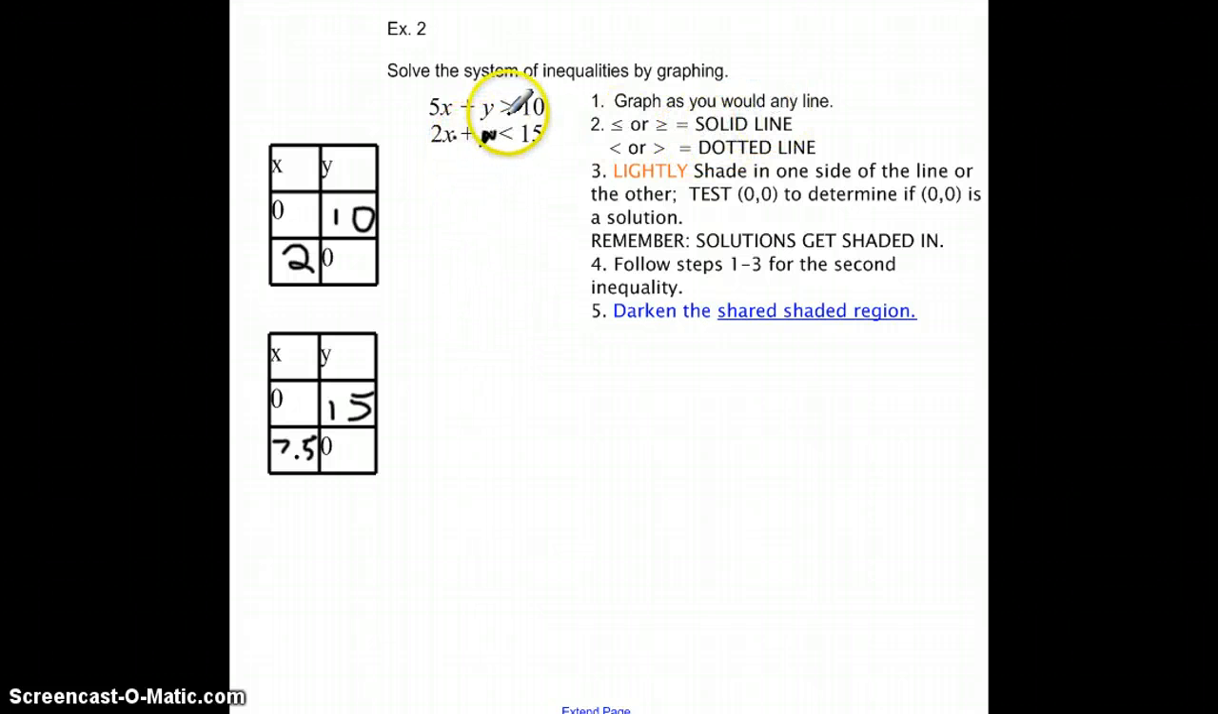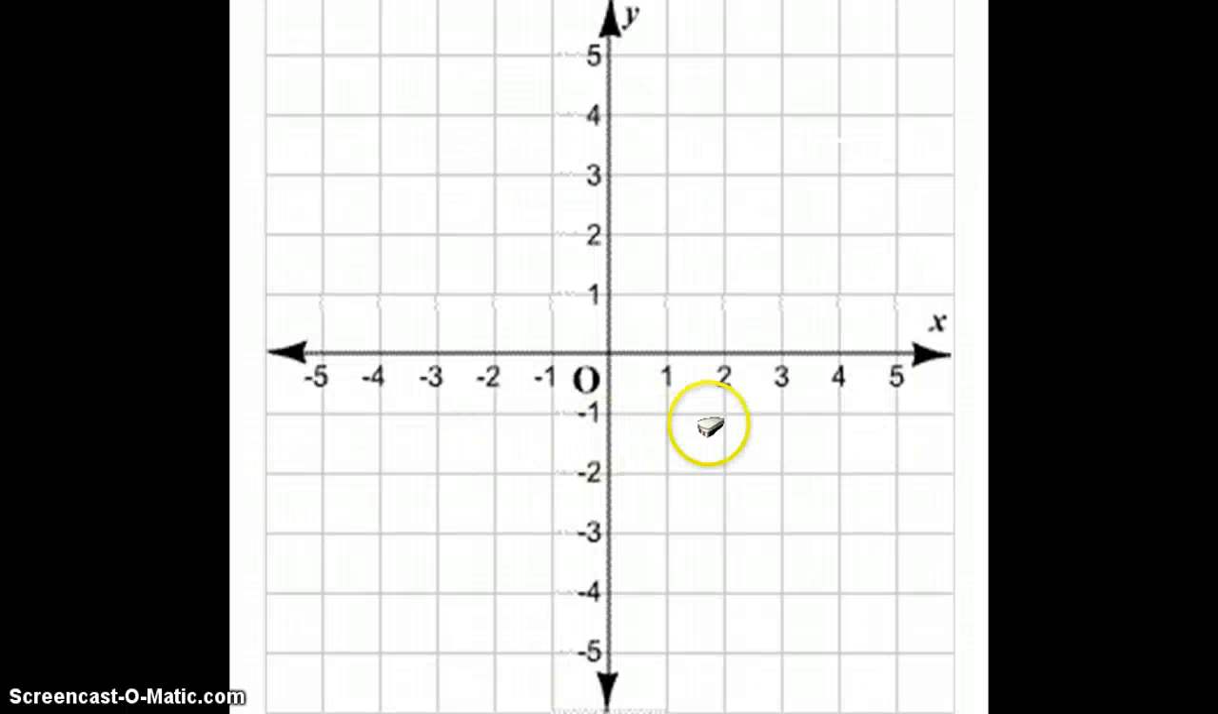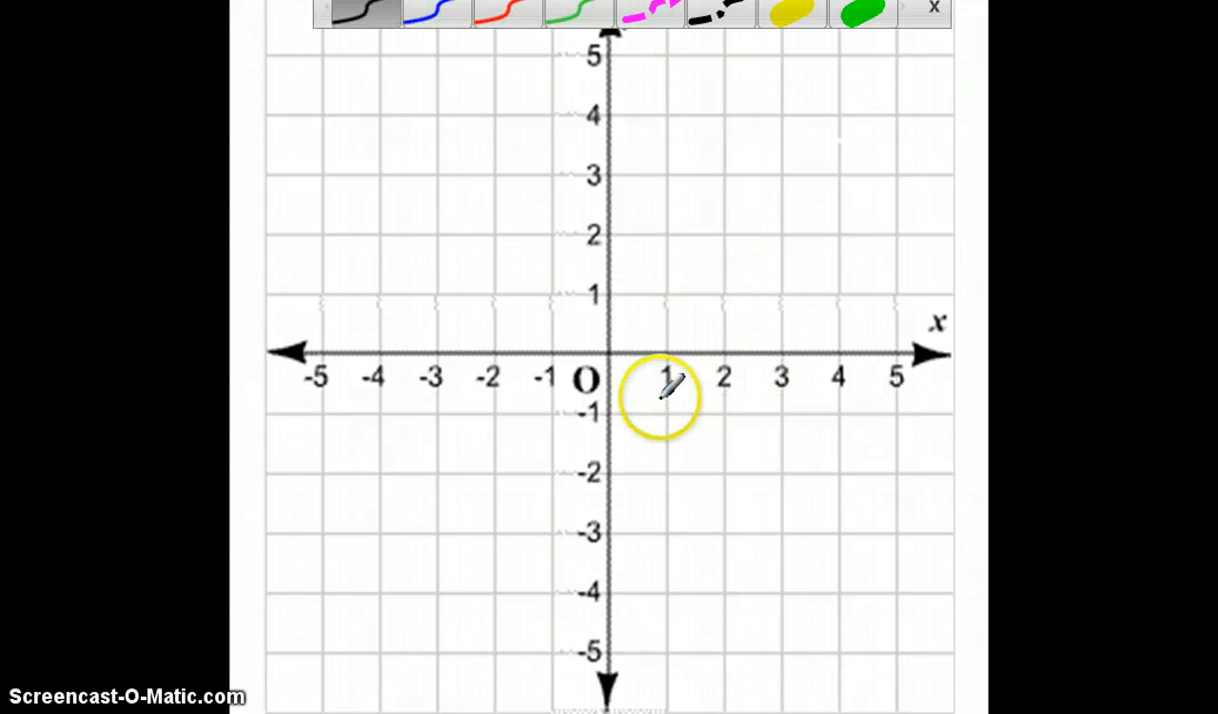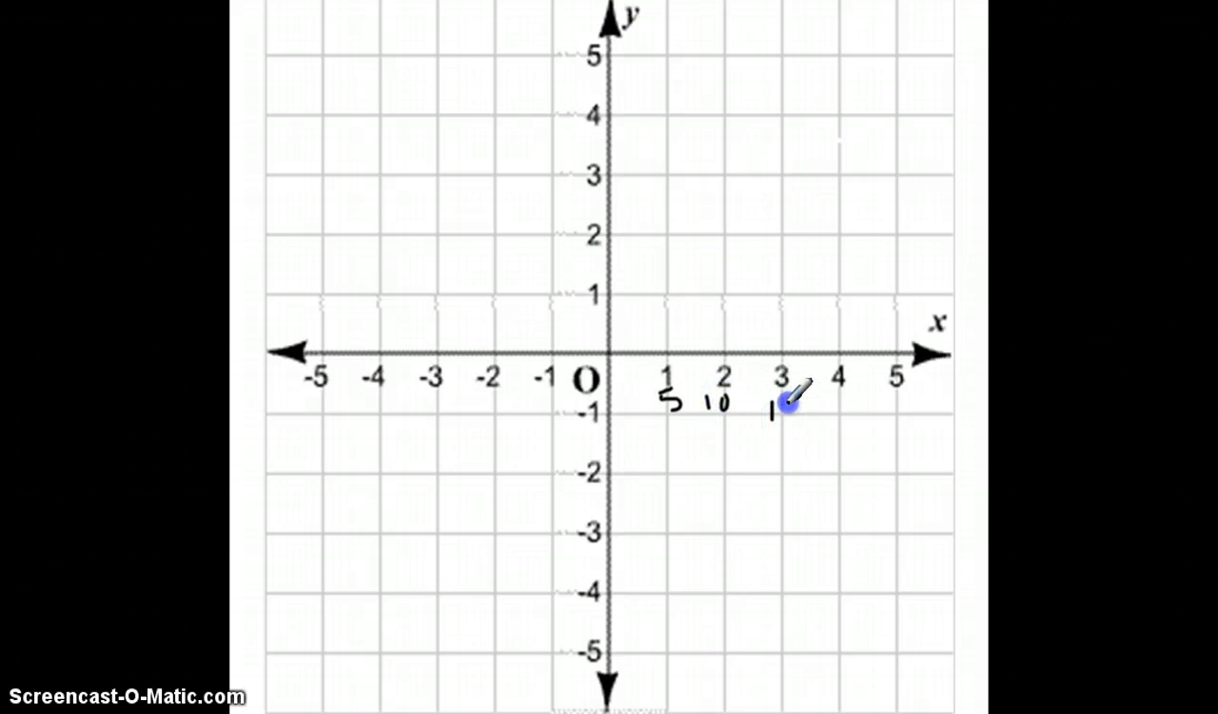Now, if you look here, we don't have the equal sign, so these will be dotted lines. So let's take a look over here and let's graph these. We're going to have to change up our scale a little bit here for the sake of what I've got here. We'll make this 15. Make this 10. Let's do this. Yeah, better idea. Sorry, guys. Let's make this 5, 10, 15, and so on.